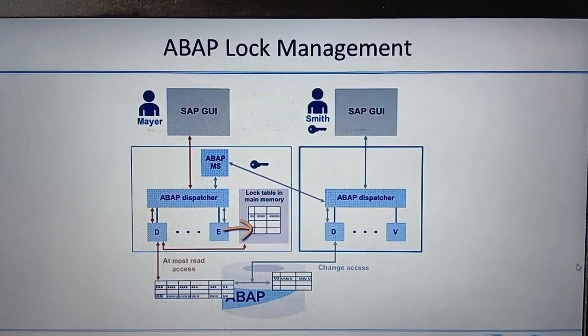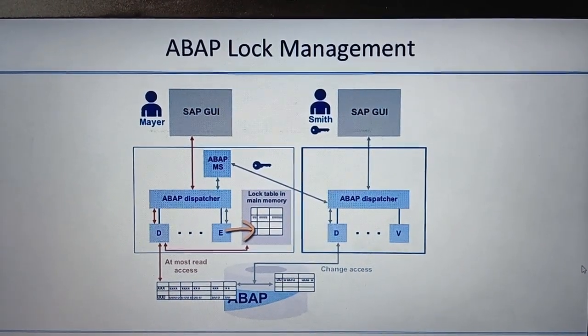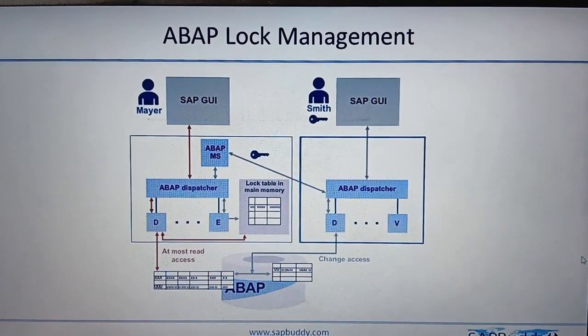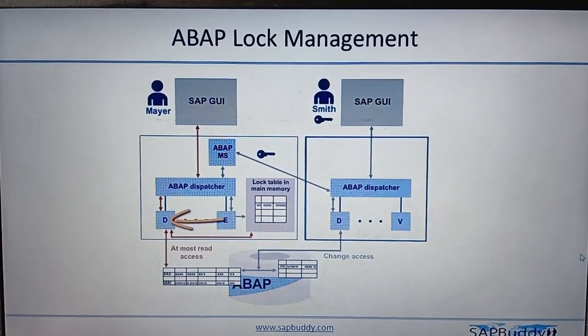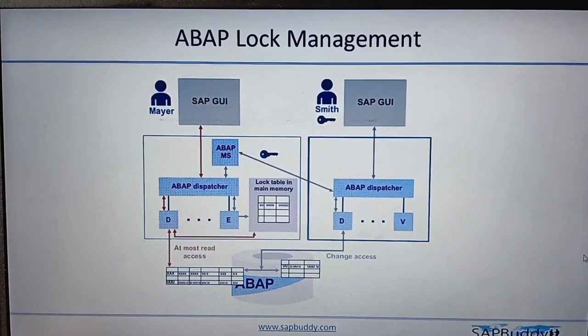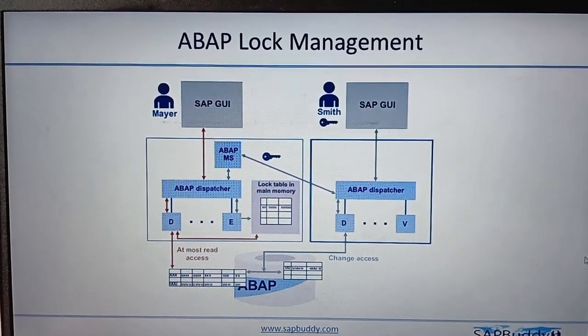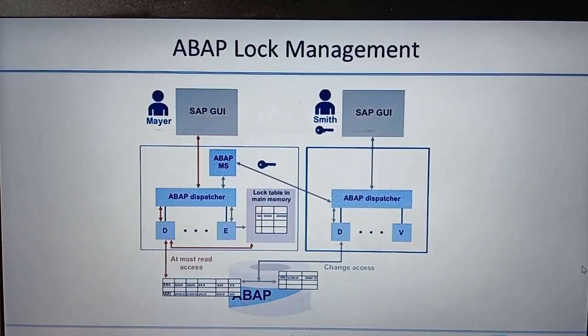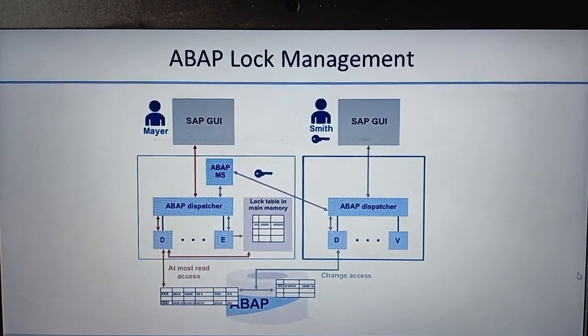So first, the enqueue will check whether this specific table or specific record is already locked or not. If it is locked, then it will send back a message to the specific work process which is requesting. It says, okay, this has already been locked, or it will lock and give the information, and the user can make the specific changes. This is one way of doing the lock mechanism.